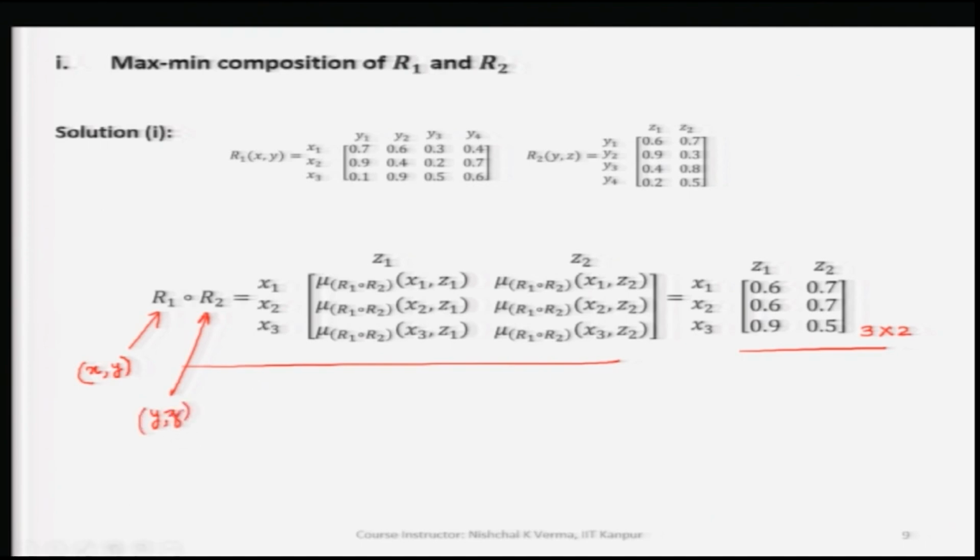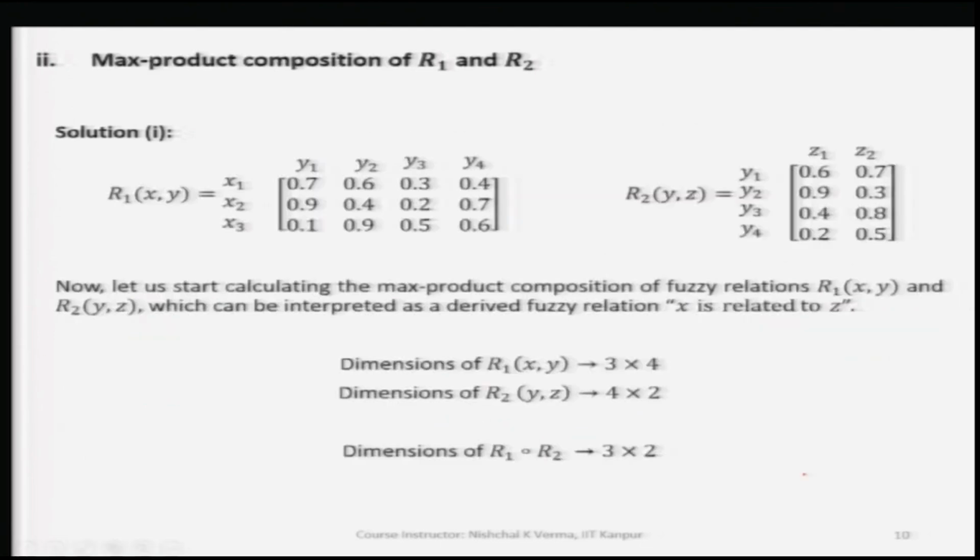But the max min composition is giving us a new fuzzy relation set which is, let us say, R dash. So, this R dash is going to be in x z, and this is nothing but the max min composition of R1 and R2. So, now on the same lines we can get max product composition. Here the only difference is that instead of taking min we take the product, and the rest of the things remain the same.